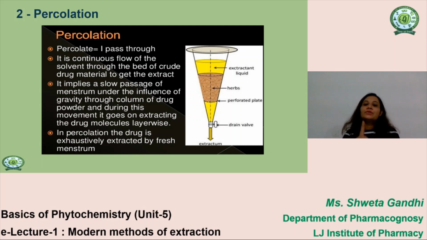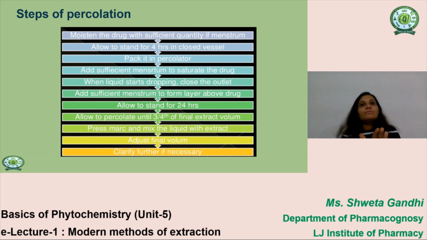Remember, the solvent used should be one in which the crude drug is soluble. Then, it implies a slow passage of menstruum under the influence of gravity through the column. And in percolation, the drug is extracted by the fresh menstruum, which we add from the upside. The whole process of percolation is in this form.